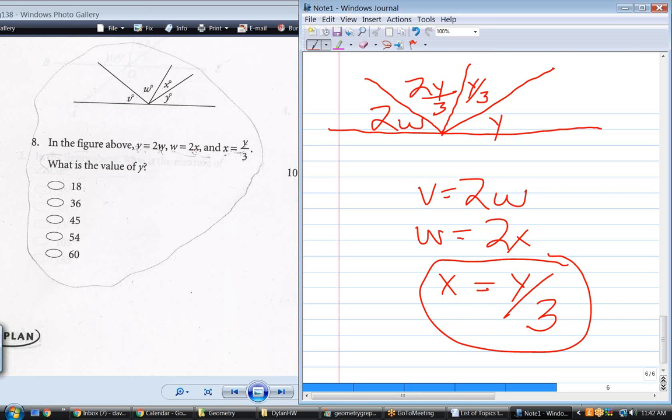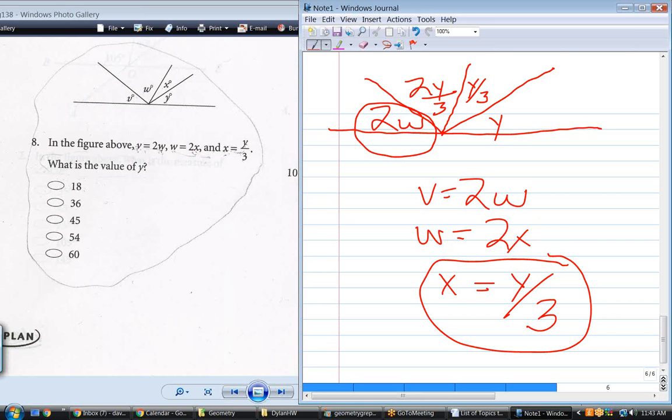Well, now the only one that's not in terms of y. If I can get all of these in terms of y, then I can just add them up, let them equal what? 180. Okay, and solve for y, because I'll have one variable only. So I've got to figure out how to label this one in terms of y.